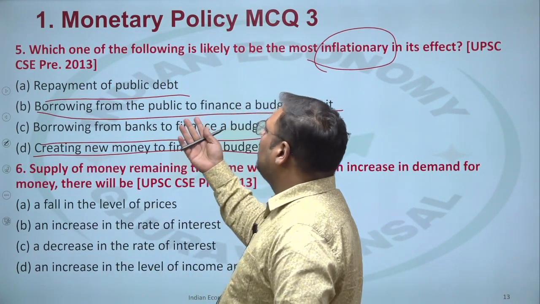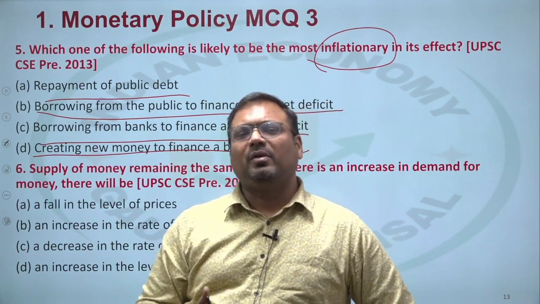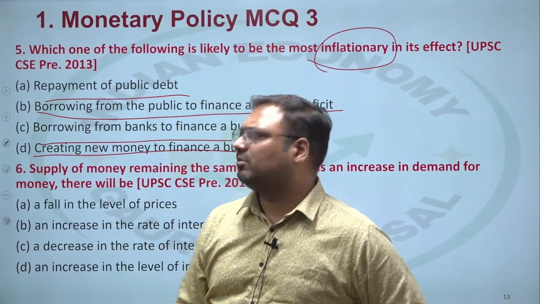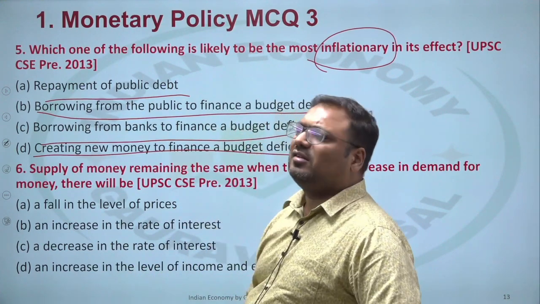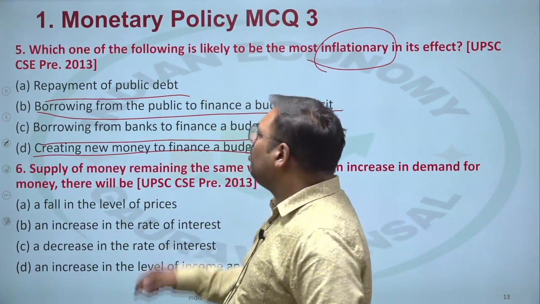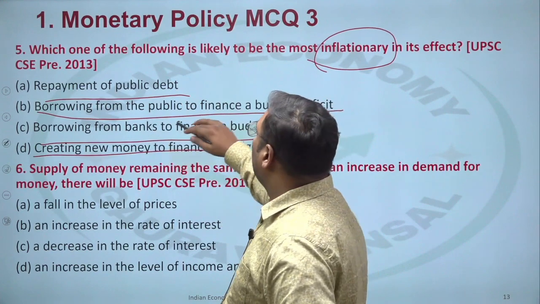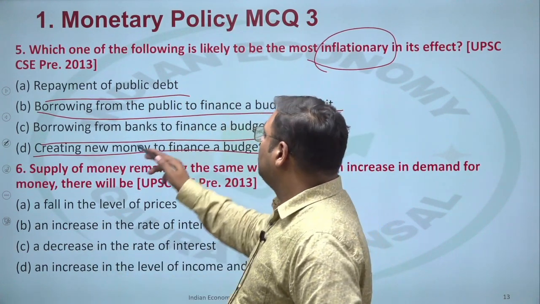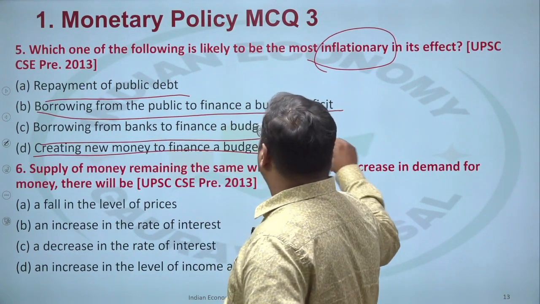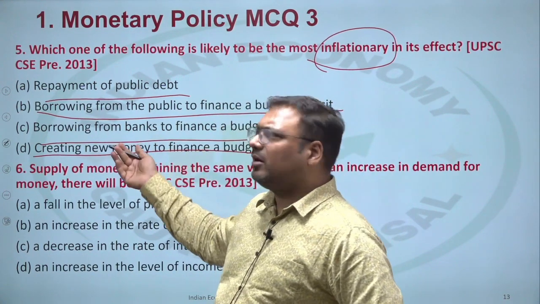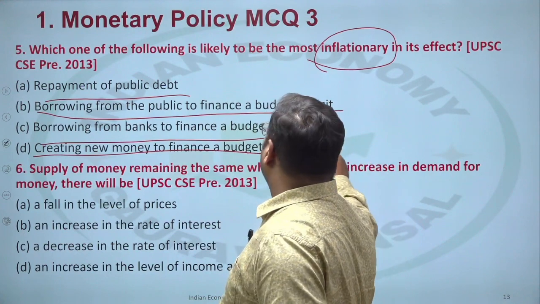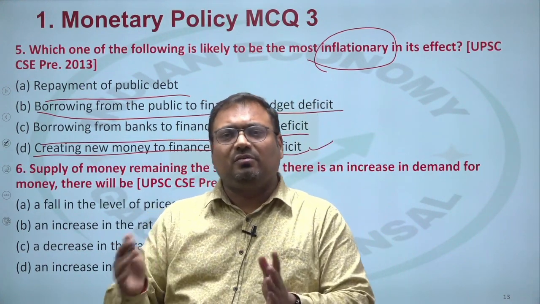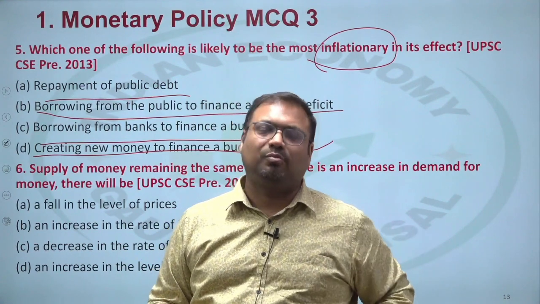Repayment of public debt. Government has taken debt from public and government repays it. So money goes from government to public or banks. That is readjustment of money. Not much impact on money supply. Borrowing from public to finance budget deficit, again not much of an impact. Borrowing from banks to finance a budget deficit, a bit of an impact, but creating new money to finance a budget deficit is going to have maximum impact, because here we are adding a completely new source of money supply.